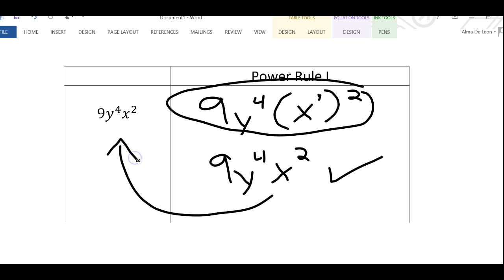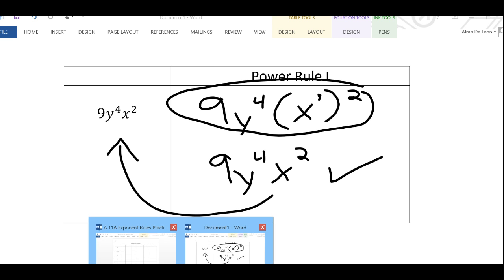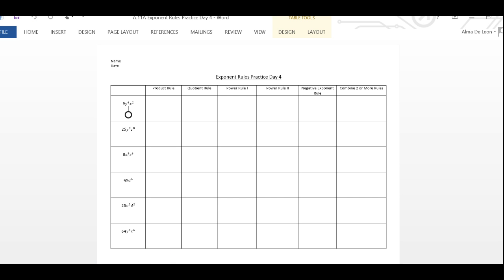So what I want you to do is go back to your paper, and although we completed the first space, I want you to complete the rest of the column for power rule number 1.